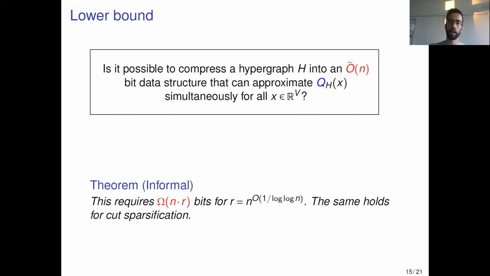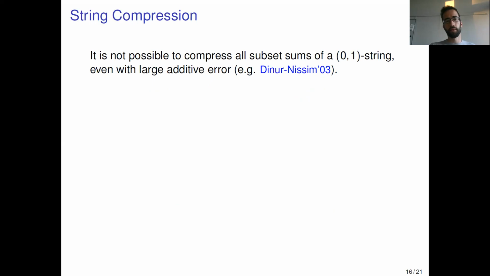So just to recall, this is our lower bound result. We're saying that no matter what data structure you use, it's information theoretically impossible to compress the cut structure of a hypergraph of arity R to fewer than n times R bits. So actually the result of Chan, Khanna, and Nagda is nearly optimal due to this lower bound. So how do we do this? We're going to use a reduction from string compression.